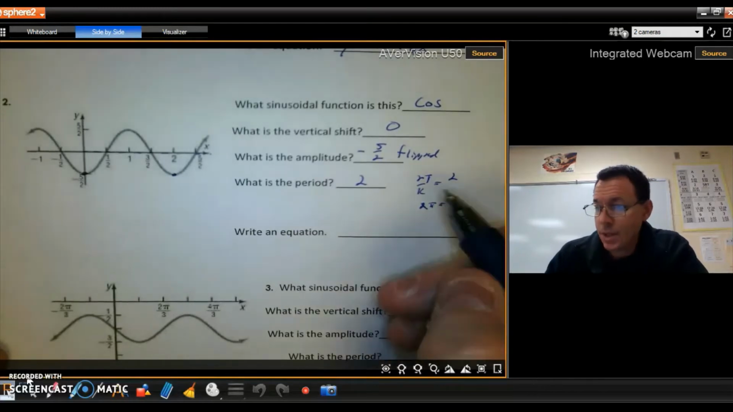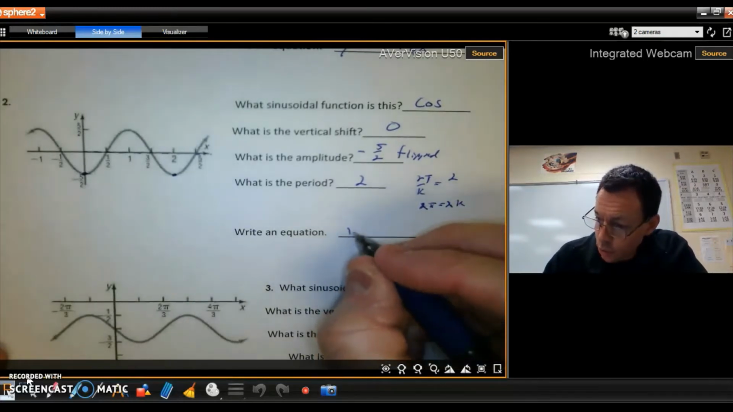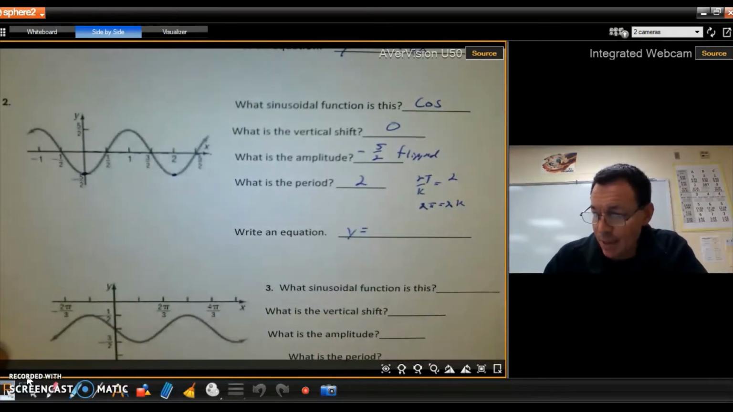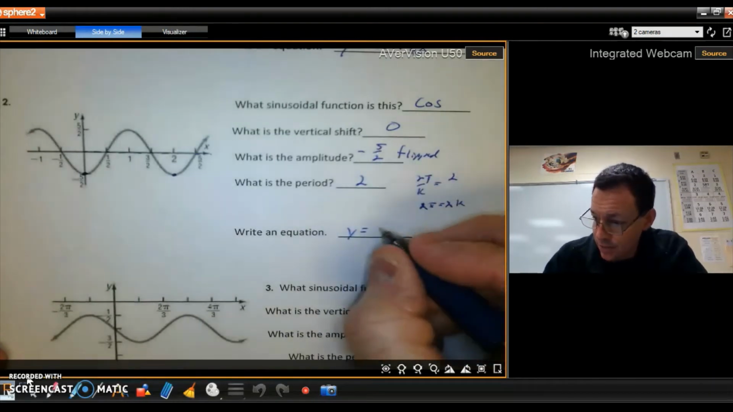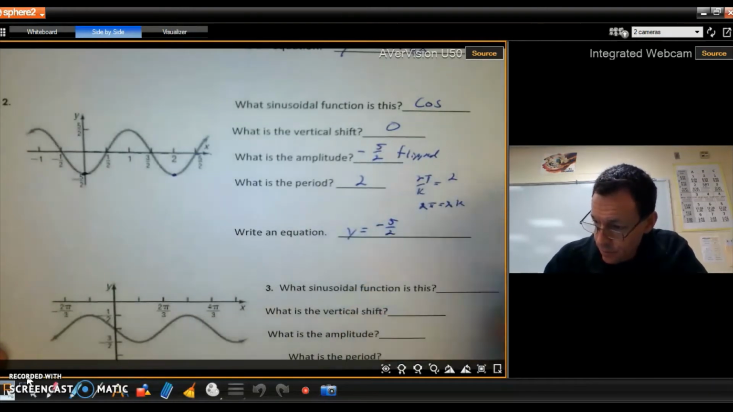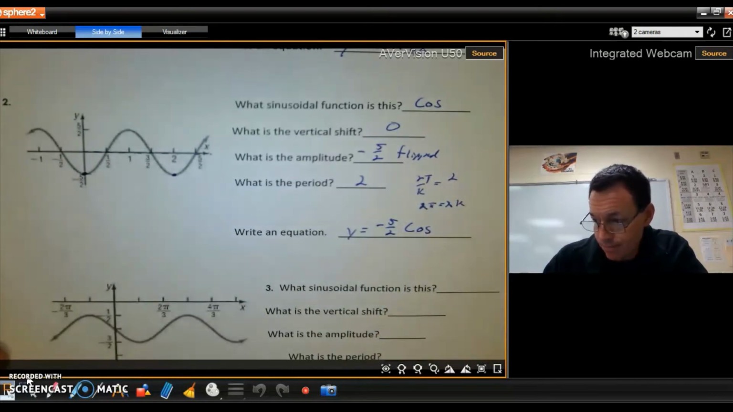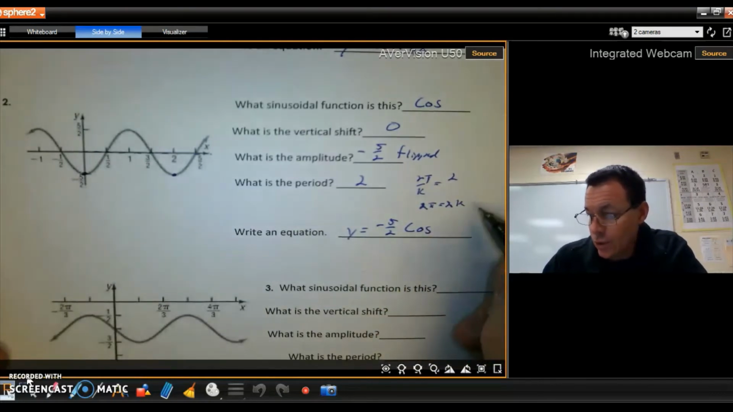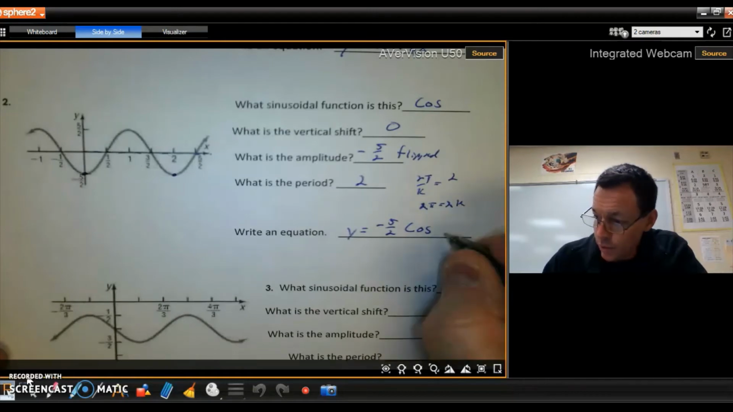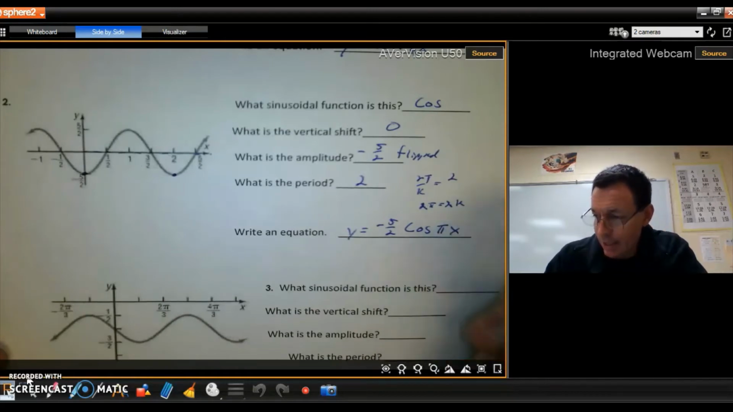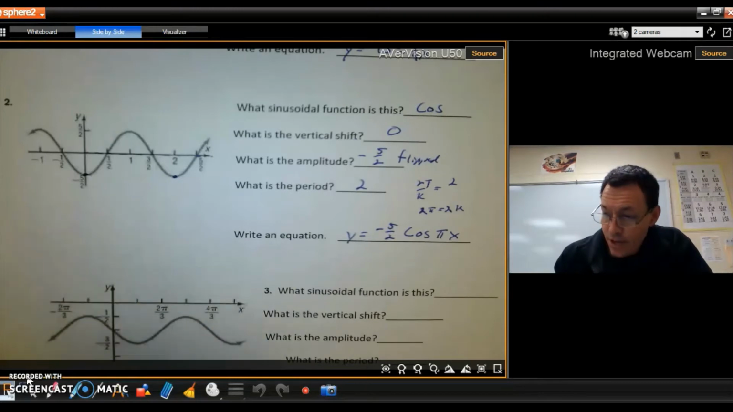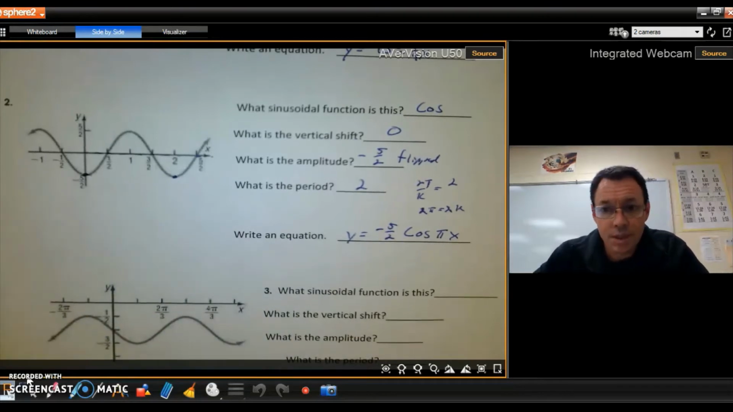Okay, so that's it. So we're going to take our normal equation, y equals, we're going to plug in the amplitude, negative 5/2. We're going to type in the function, cosine, and then we're going to plug in our k value, which is pi, pi x. That's it. That is the equation, the formula.